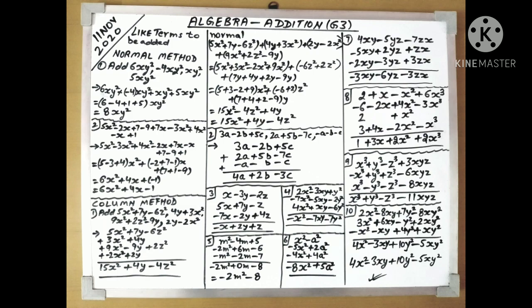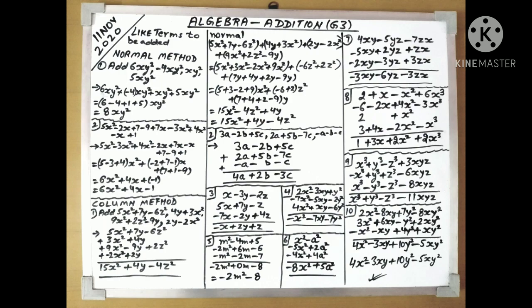See example 6. We have x square minus a square, minus 5x square plus 2a square, minus 4x square plus 4a square. So same way, keep on adding, practice more and more sums and you will get the clear understanding about the addition of the algebraic expressions. See the next one. We have 4xy minus 5yz minus 7zx, minus 5xy plus 2yz plus 2zx, minus 2xy minus 3yz plus 3zx. So add and find the answer.